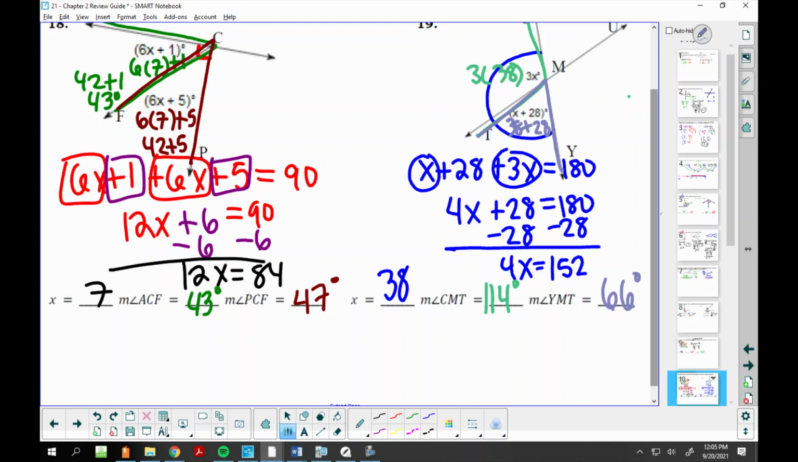Okay, let's check. 114 plus 66, is that 180? Yep, so that's good. That confirms that we did it correctly. Questions on these? All right.